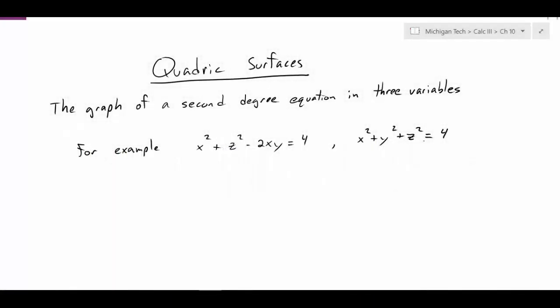The next topic is quadric surfaces. Quadric surfaces are the graph of a second degree equation in three variables. And I have two examples here of equations that would generate quadric surfaces. And the idea is that we want to look at equations of this form and understand which member of the quadric surface family we're working with.